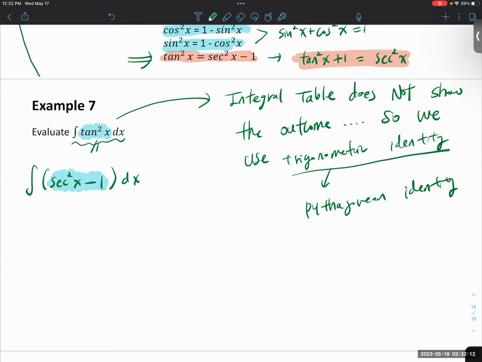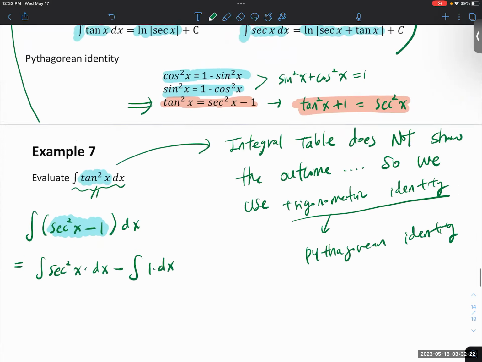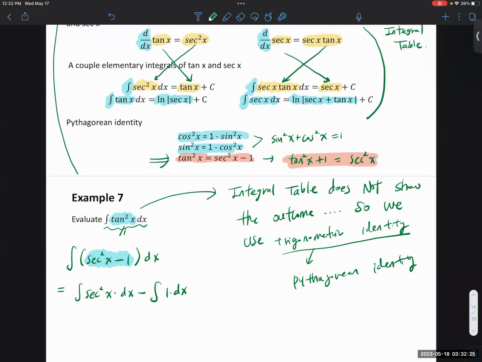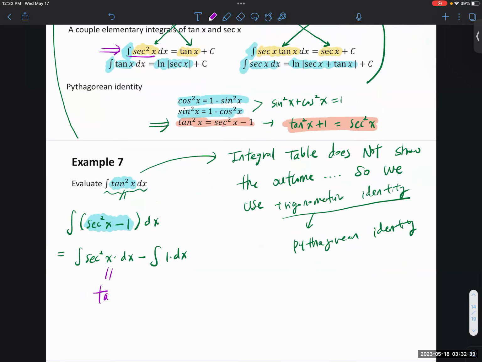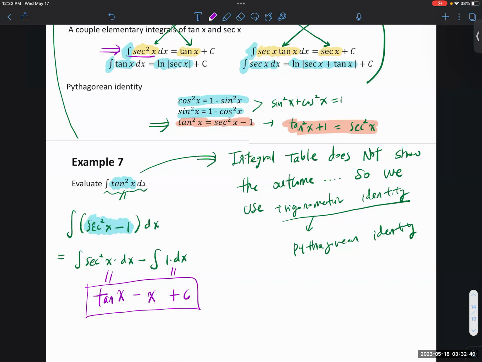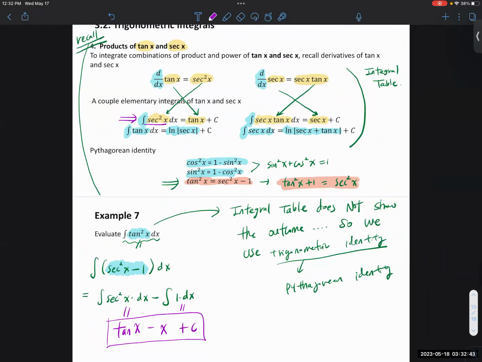So now I can separate it. This means the integral of secant cubed x dx minus the integral of 1 dx. What do you know? The integral of secant x, we already know from the table right there. This is going to be tangent x, and then minus x plus c. So you can find the answer very simply using all the recall from the table and identities. Are you okay with that?